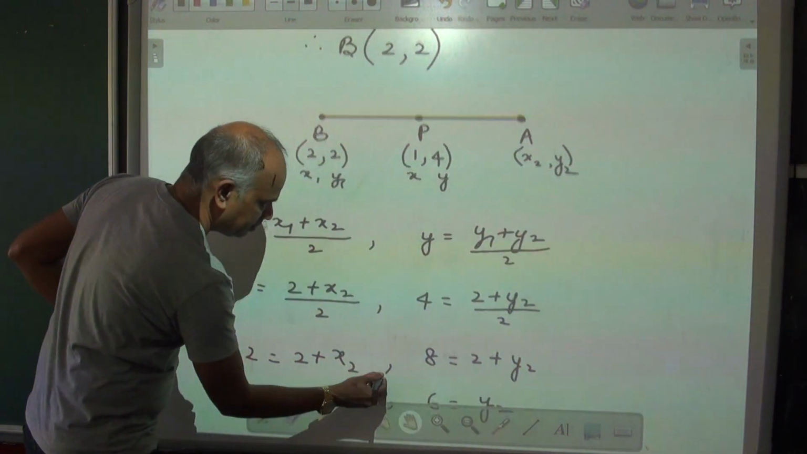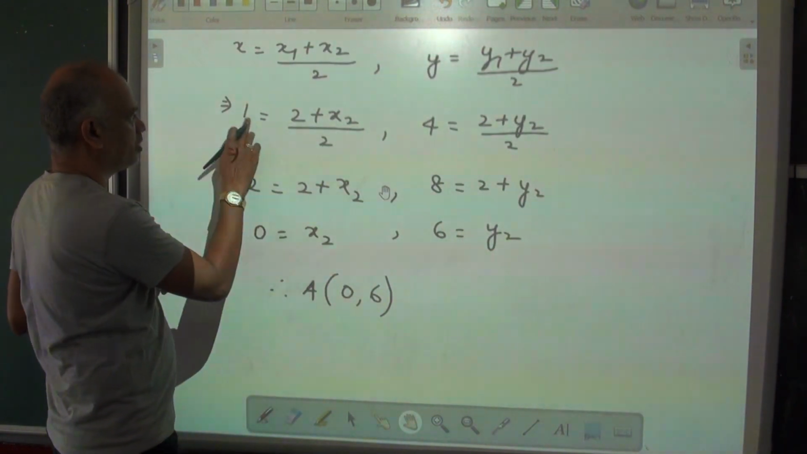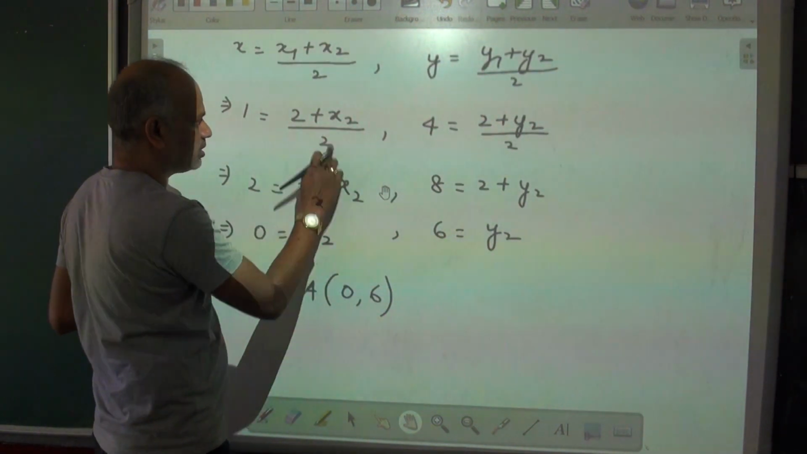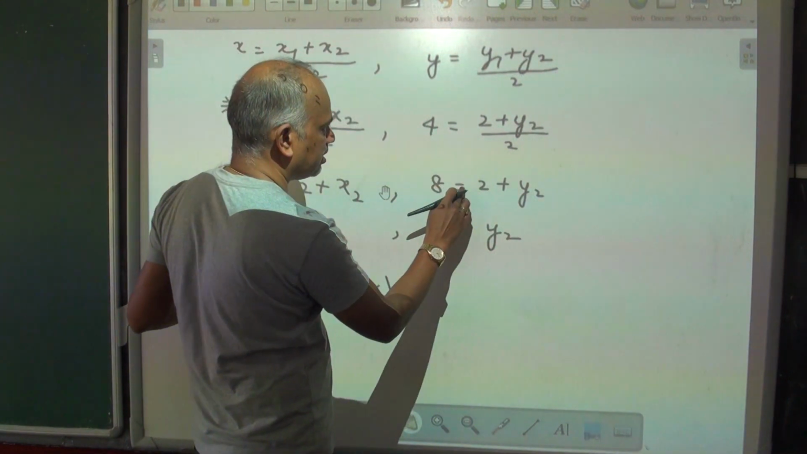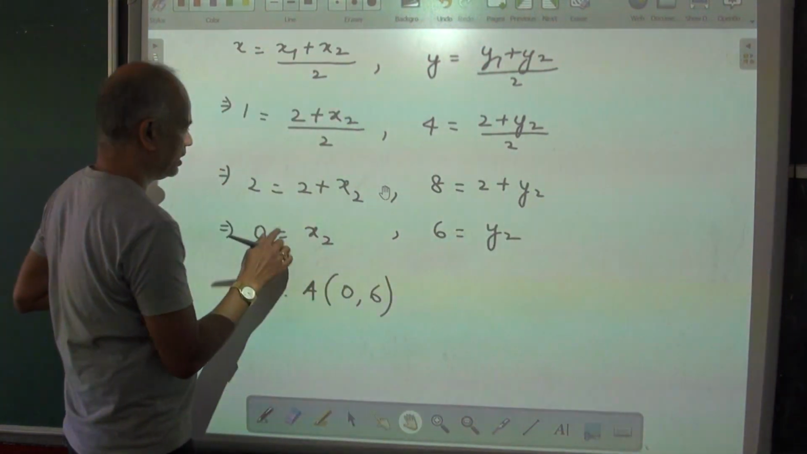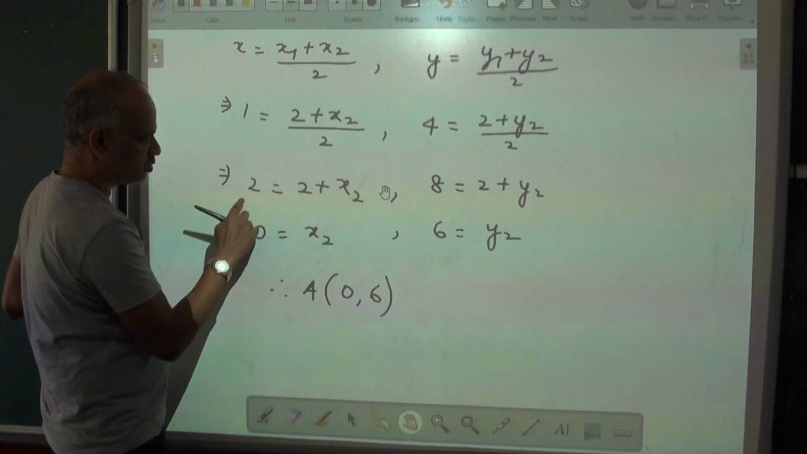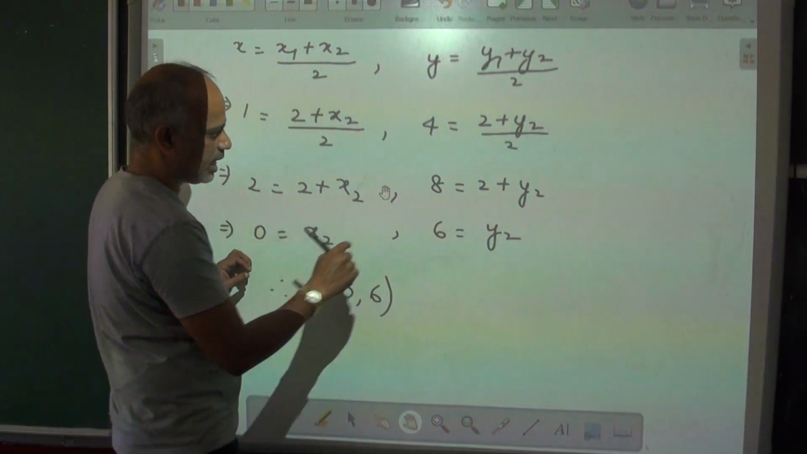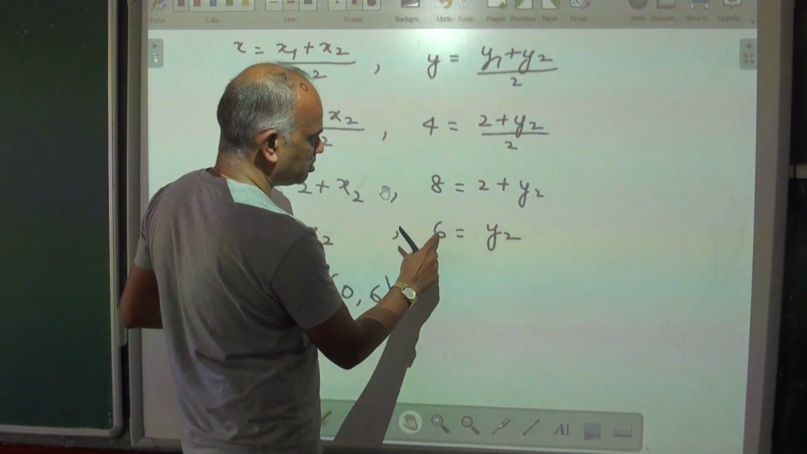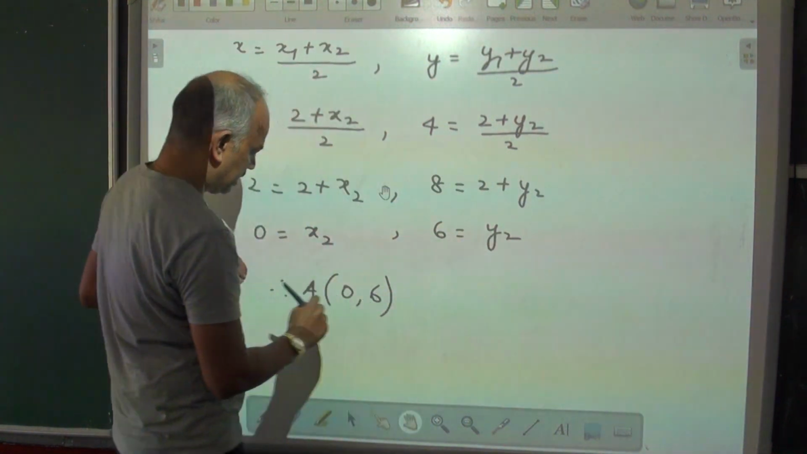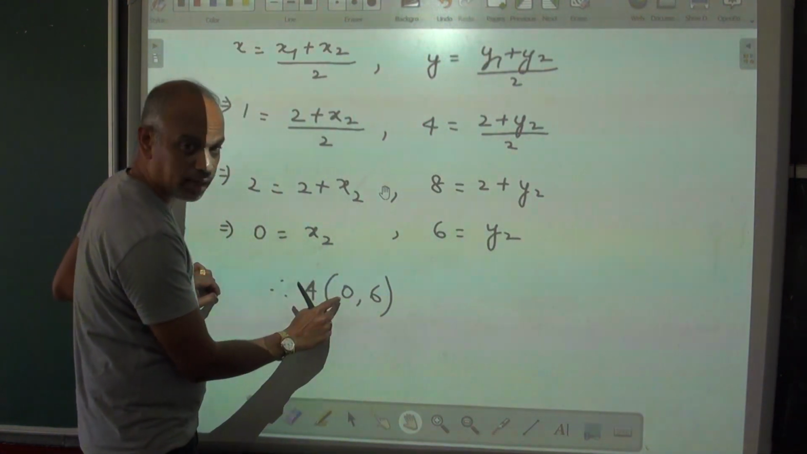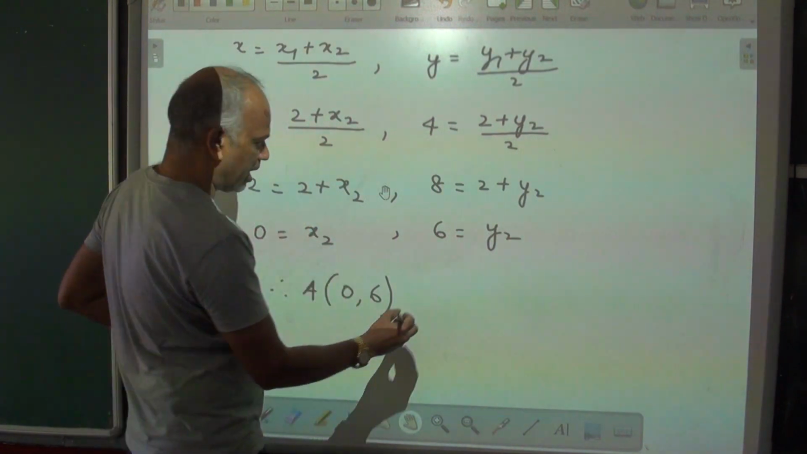So, multiply the 2 here, 2 is equal to 2 plus x2. This becomes 8 is equal to 2 plus y2. Bring the 2 this side, 2 minus 2 gives you 0 is equal to x2, and 8 minus 2 gives you 6 is equal to y2. Therefore, coordinates of A are 0, 6. Let's go back to the figure.